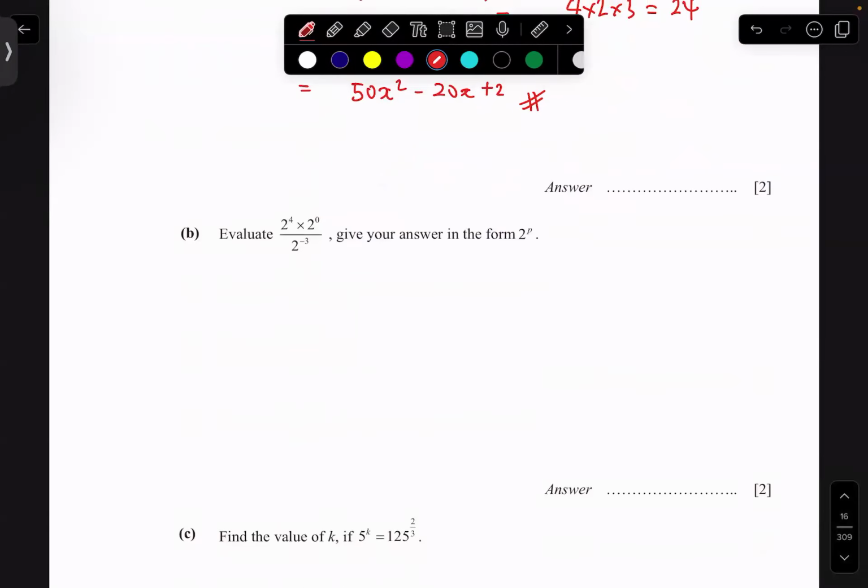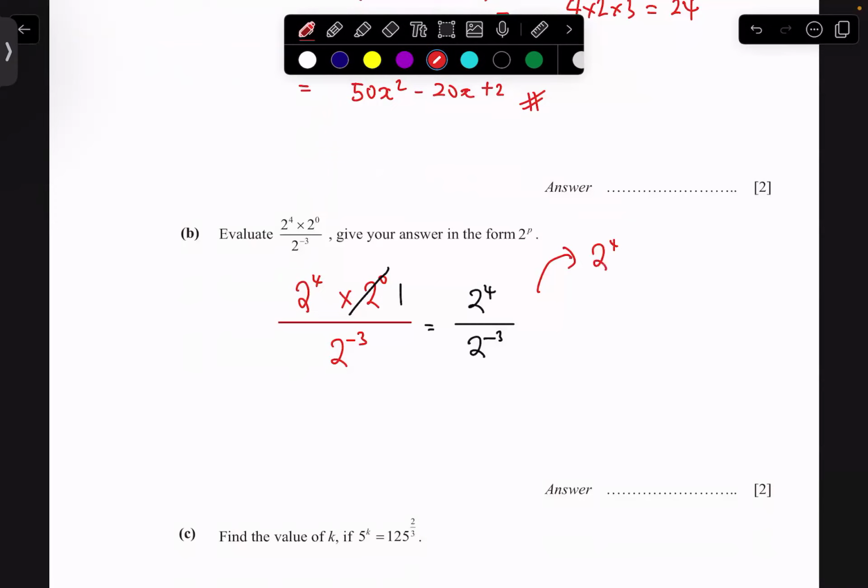Next. Evaluate 2 to the power of 4 times 2 to the power of 0 over 2 to the power of negative 3. A few things that we need to take note of down here. 2 to the power of 0 is just 1, so it doesn't really play a part. Times 1, it still remains the same. So that means we'll have 2 to the power of 4 over 2 to the power of negative 3. Now, you can do two things. Either you change 2 power 4 divided by 2 power negative 3, or you simply bring the power out and bring the power up, so times 2 power 3 equals 2 power 7.